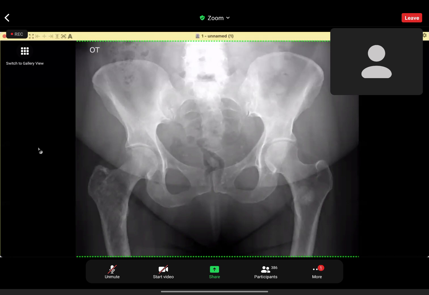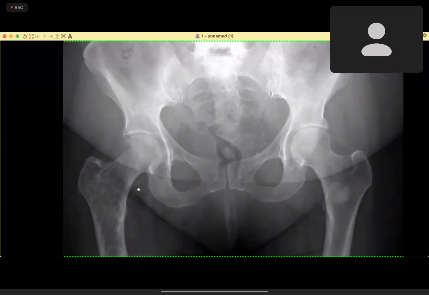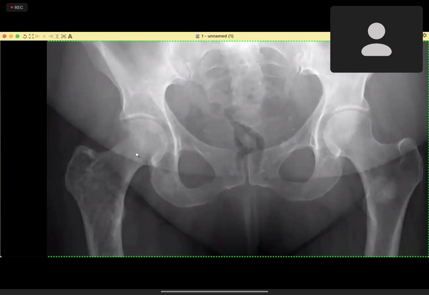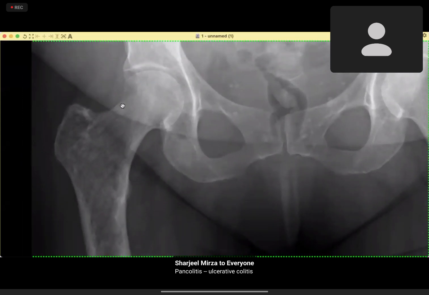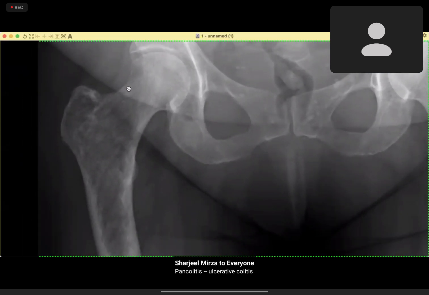It's involving the shaft and the greater trochanter. The lesion is scalloping the cortex. I think it's eroding the cortex. There is a wide zone of transition. There is no obvious soft tissue. I'm not sure if there is a soft tissue component outside. I can't see a soft tissue component.